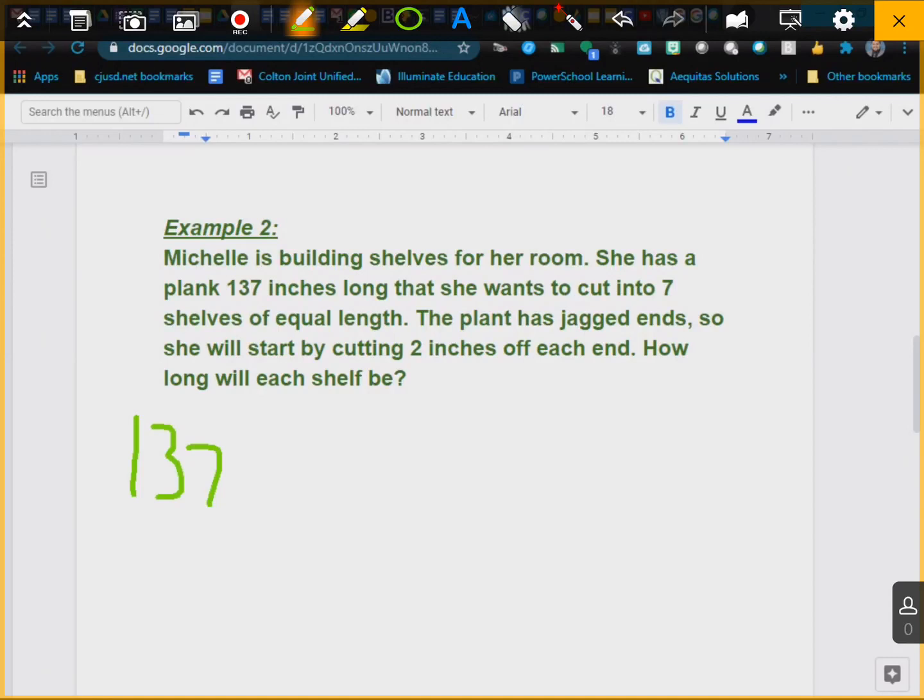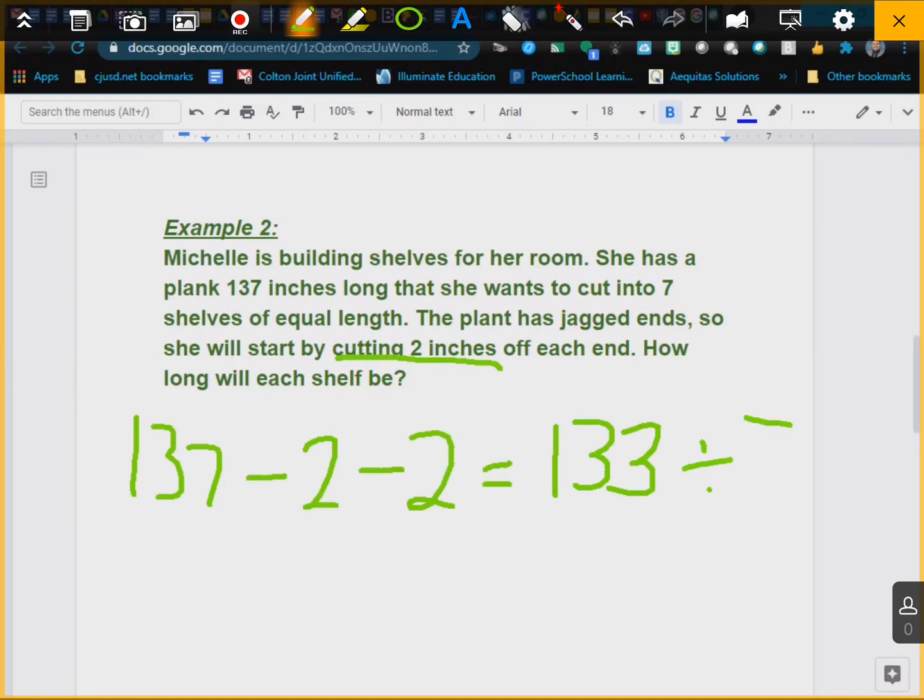So, she's going to cut off 2 inches on one end and 2 inches on the other. So you have to subtract from the get-go. So 137 minus 4 is 133. And what you're going to do is take 133 and divide it by 7. Now I don't know what 133 divided by 7 is.